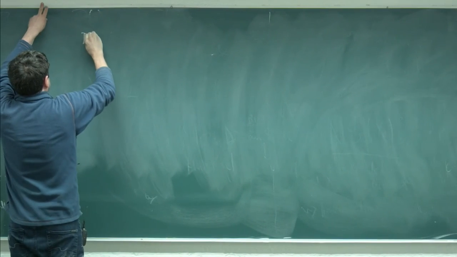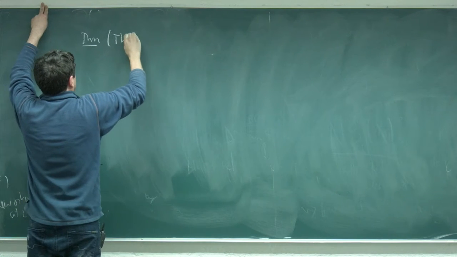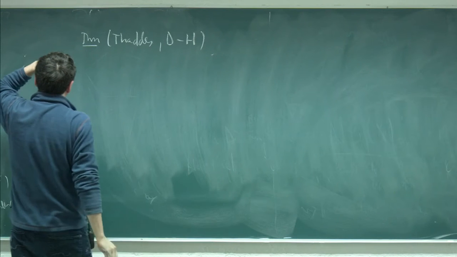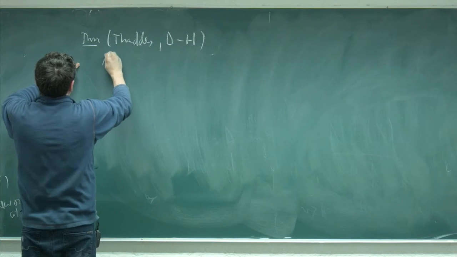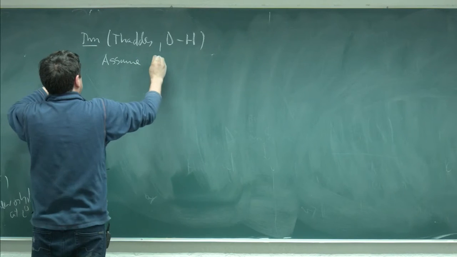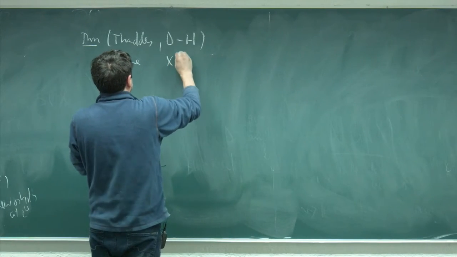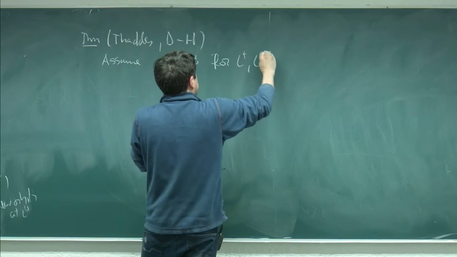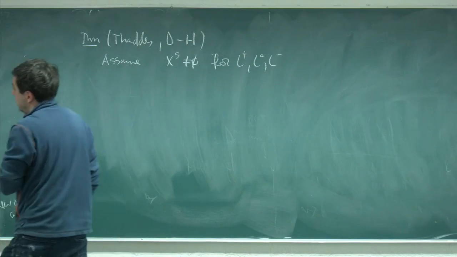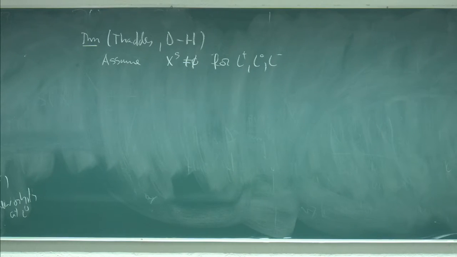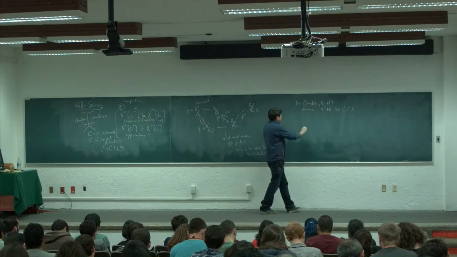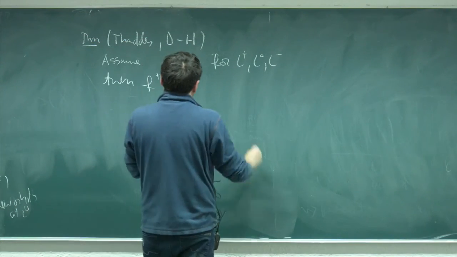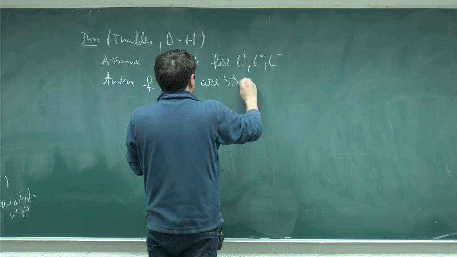And the theorem of Tadeusz Tolgachev is the following. Assume that, I don't know, x stable is non-empty for L plus, L zero, L minus, and let's call these maps F plus and F minus. Then F plus and F minus are birational maps.